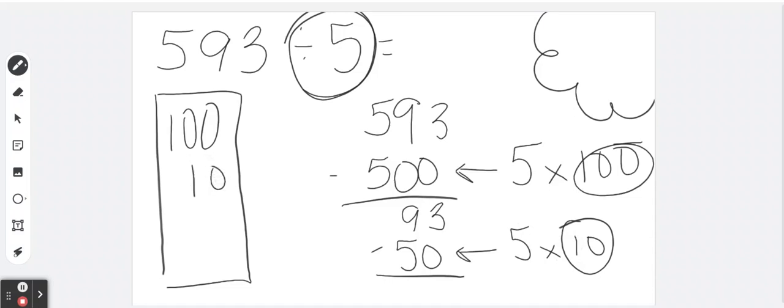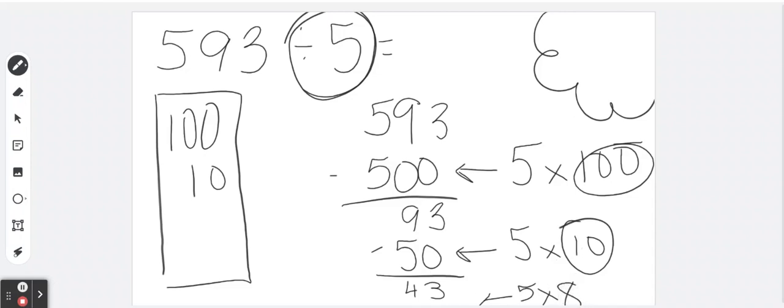Now that leaves me, here we go, 95 minus 50. That's going to give me 43. Now 43 is less than 50. So now I just have to think of my multiplication facts of 5. So 5, 10, 15, 20, 25, 30, 35, 40. Oh, I know 5 times 8 is 40. So let's take away 40. That's going to take a really big chunk out of here. So 5 times 8 is 40.